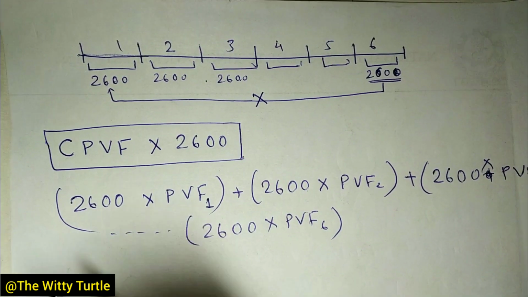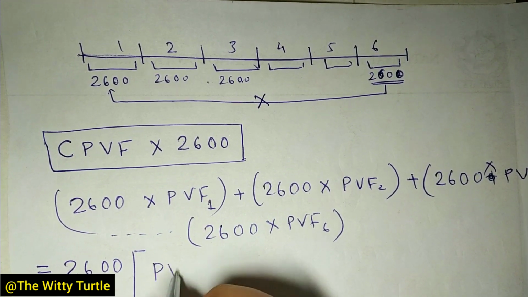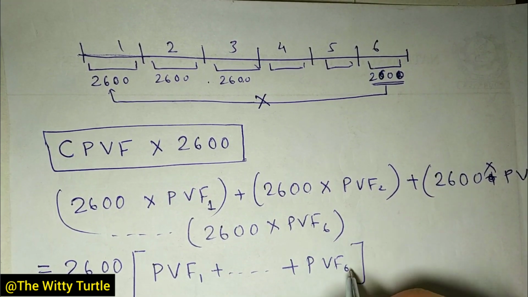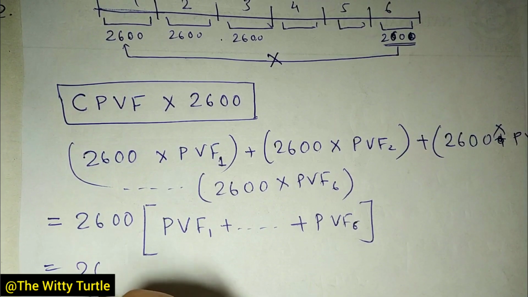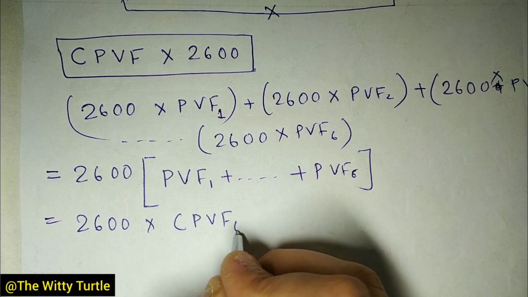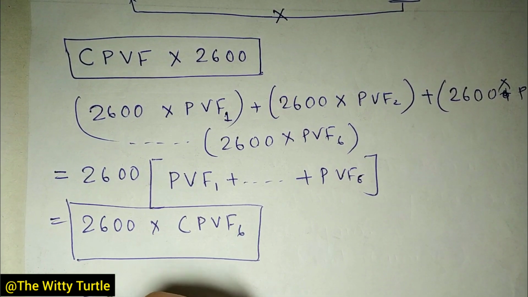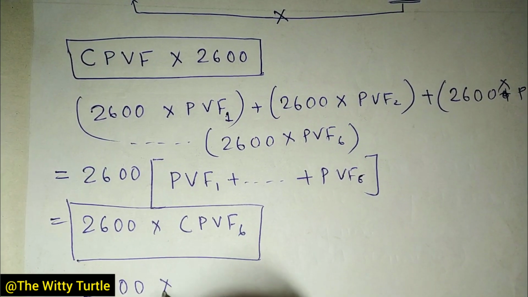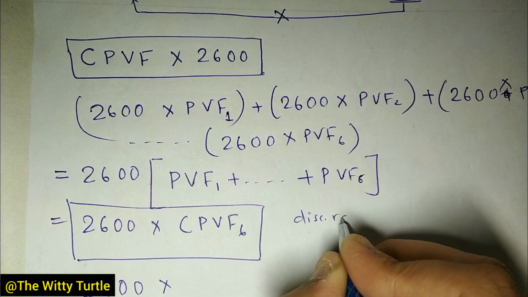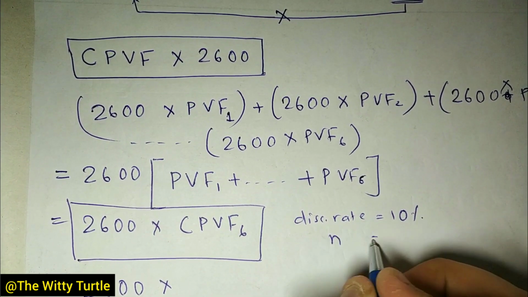So without doing this, you can simply take this amount common, then you can do present value factor of year 1 up to present value factor of year 6. So this can simply be written as 2600 into cumulative present value factor of year 6, right? How can you calculate this? 2600 into ये amount, how will you get this? What is the discounting rate? Discounting rate is your 10% and your number of years is your 6.